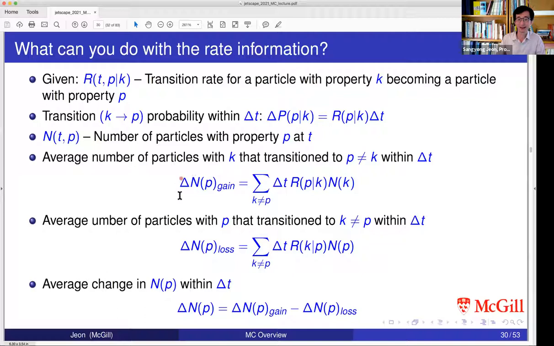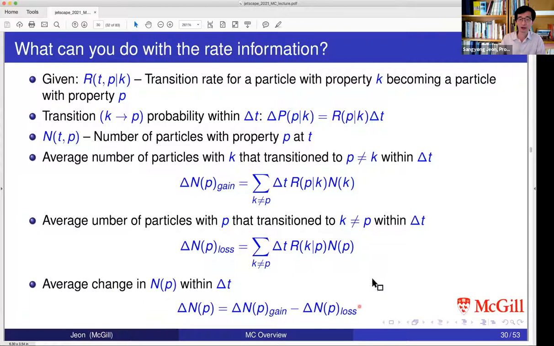Loss is calculated the same way, but in this case, you start with p, and those p turn into k, and you sum over all the final states, and that's the number of particles that you lost out of the energy level p. Okay, so the basic concept: how do you gain particles at p? Well, you start with something else and you make them p. How do you lose particles from p? Well, you start with the number of particles at p and make them something else. That's it. And the total change is, of course, gain minus loss.